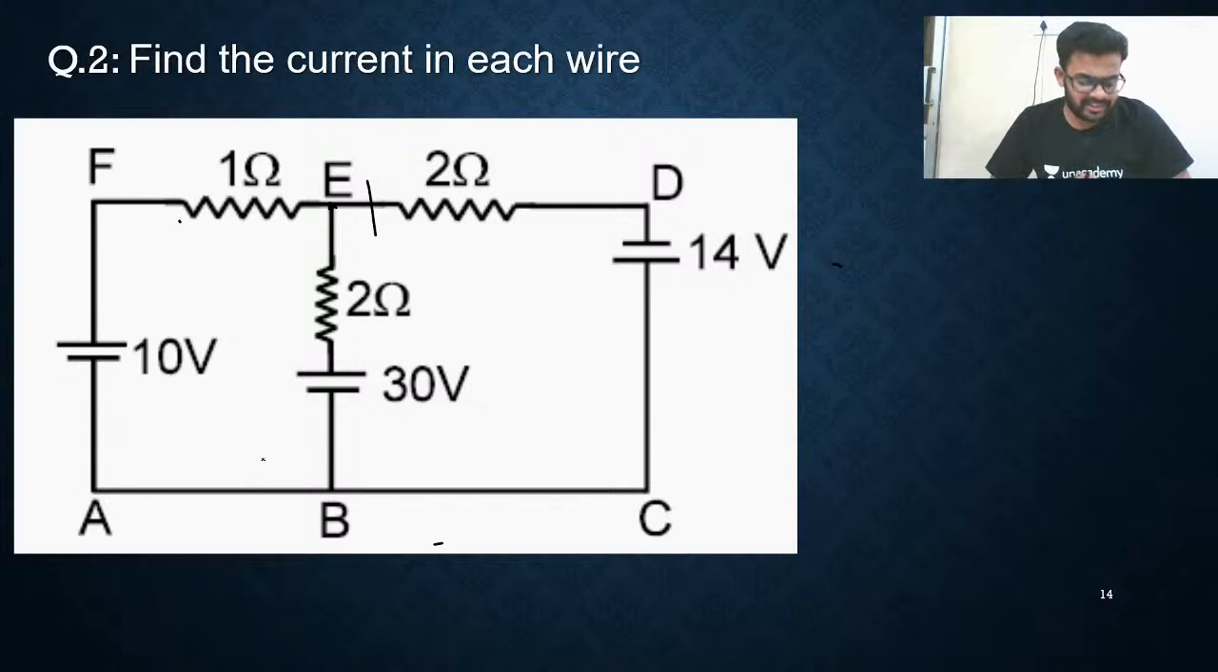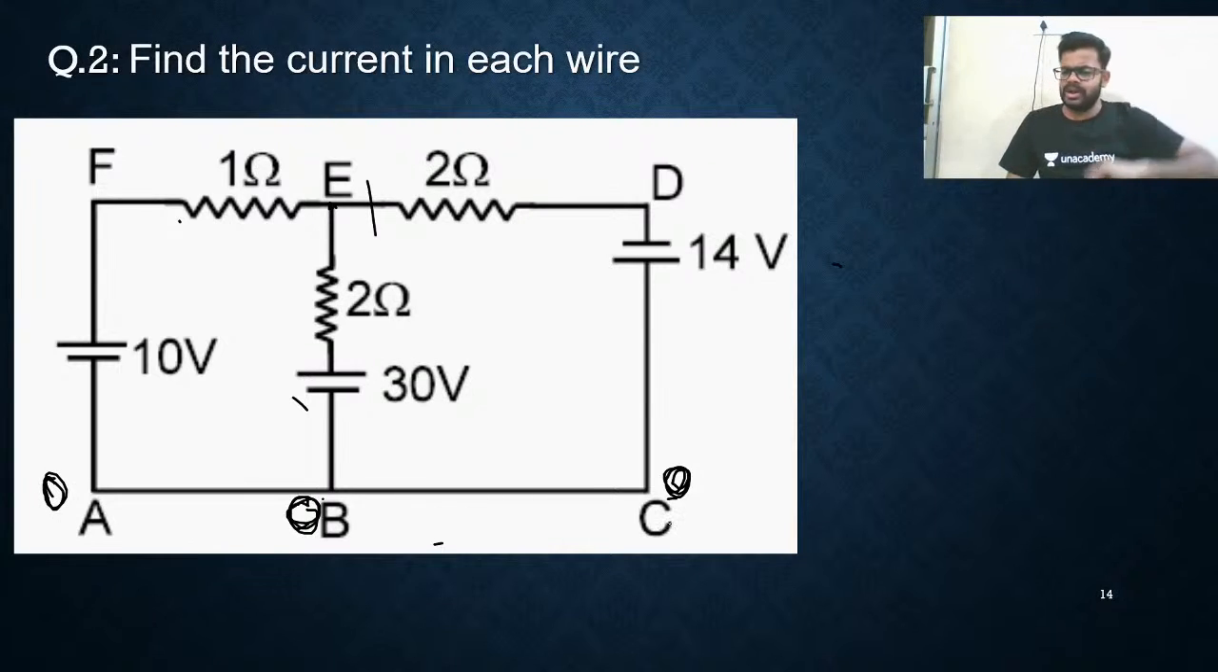Use nodal analysis method means find the simplest point where you can consider potential to be zero. I can see here ABC. This is a branch where I cannot find any resistance, no battery, nothing. So I'll consider here zero, here also zero, here also zero. A is a reference point, zero potential. B is a reference point, zero potential. C is a reference point, zero potential.